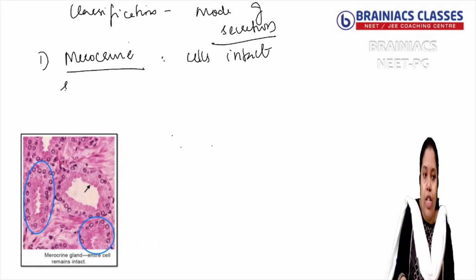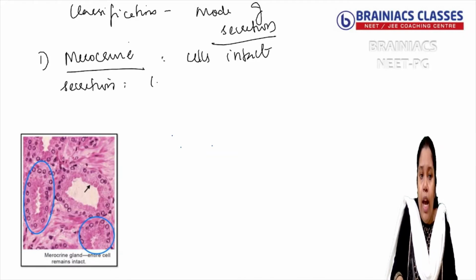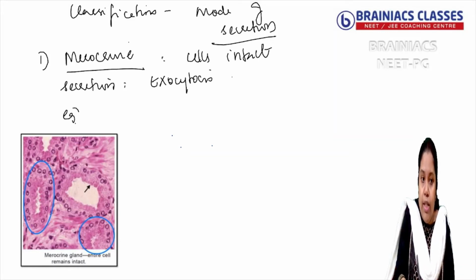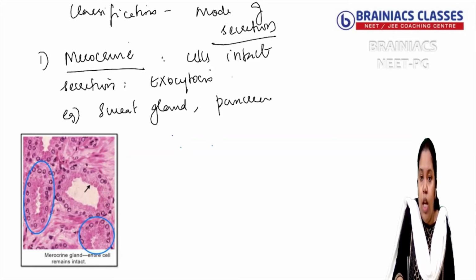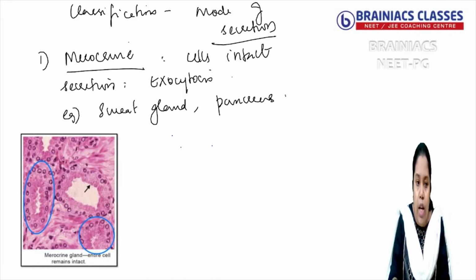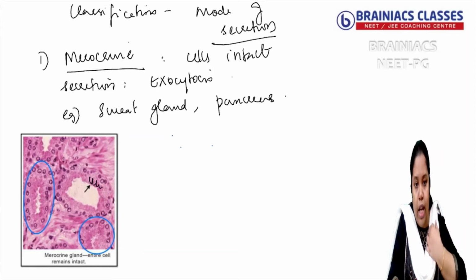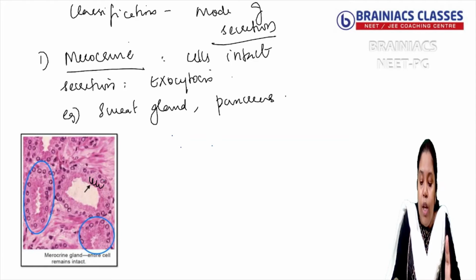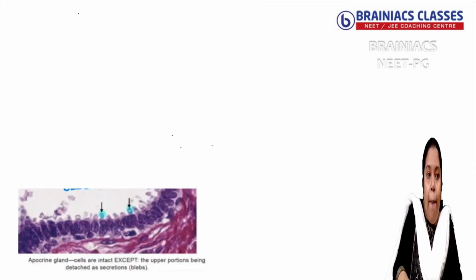What's the process of secretion? It is exocytosis. Examples are the sweat glands and the pancreas. These show that the cells will be intact. Can you see here? The cells are intact even after the secretions. First type, that is the merocrine glands. Second one is the apocrine glands.